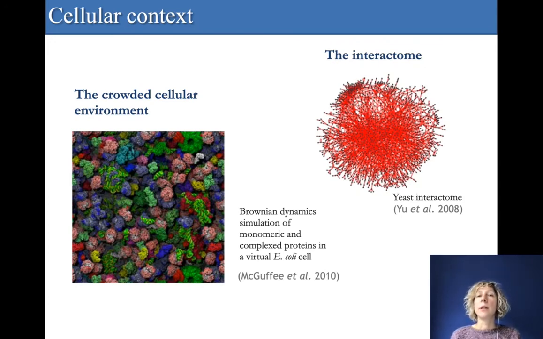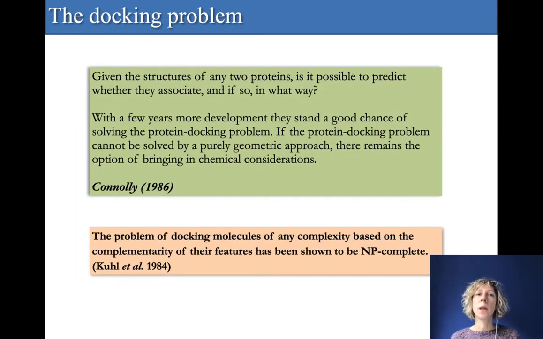Or at least there is a debate about whether these detected interactions are false positives or not. And experimentally, it's also very difficult to determine with certainty that two proteins cannot interact. So this brings us to a more computational point of view, let's say, with the docking problem. So what is this problem?